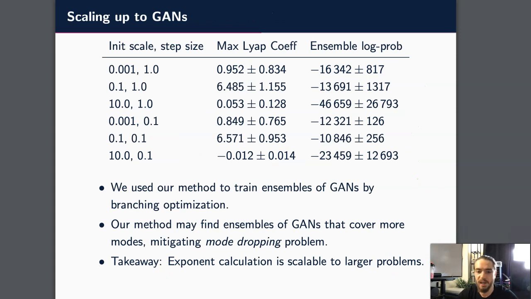Next, we use our method to train ensembles of a mixture of Gaussian GANs by branching optimization. It's difficult to differentiate through the exponent for gradient-based optimization, but we can evaluate it. We see evidence that our method may be able to find ensembles of GANs that cover more modes, helping to prevent the mode dropping problem. But the main takeaway is that our exponent calculation is scalable to realistic full-scale problems with deep neural networks.